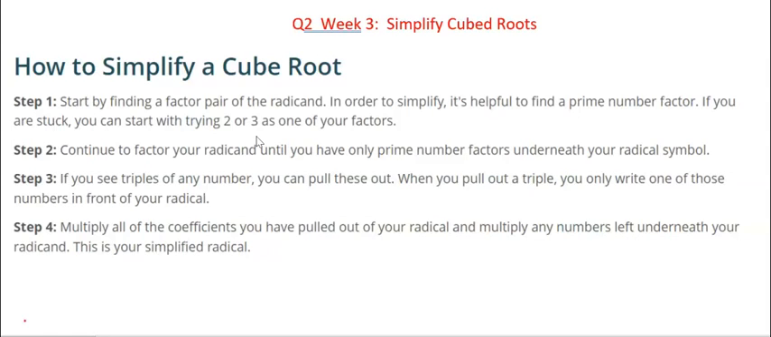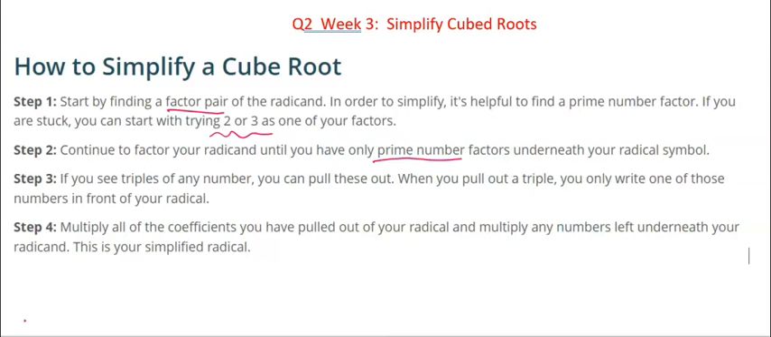Step number 1 is we're going to find factor pairs. So we're still going to break down the original problem into factors until we can't anymore. And remember, we don't use 1, okay? You can always start by trying to divide by 2 or 3 and continue on. We want to keep going until we get all prime numbers that can't be broken down anymore.